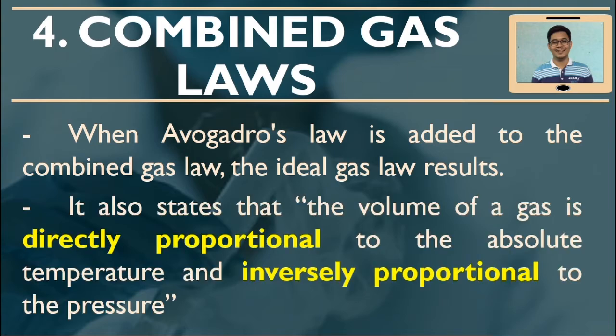This law also states that the volume of a gas is directly proportional to the absolute temperature, which is expressed in Kelvin, and inversely proportional to the pressure. So take note again of the words directly proportional. When we say directly proportional, if one quantity increases, the other quantity is going to increase also. So just like here, if the volume increases, for sure the absolute temperature will also increase. But on the other hand, it is inversely proportional to the pressure, meaning if one of these quantities decreases, the pressure is going to increase.